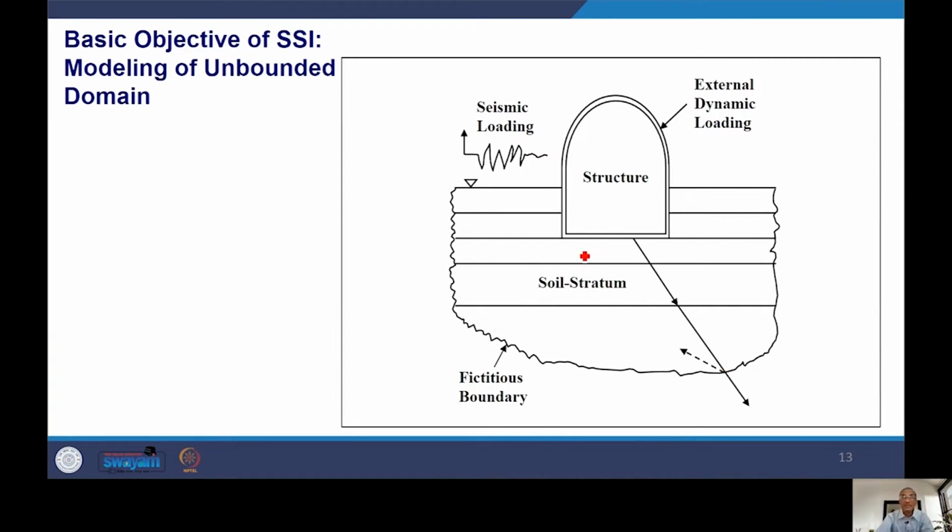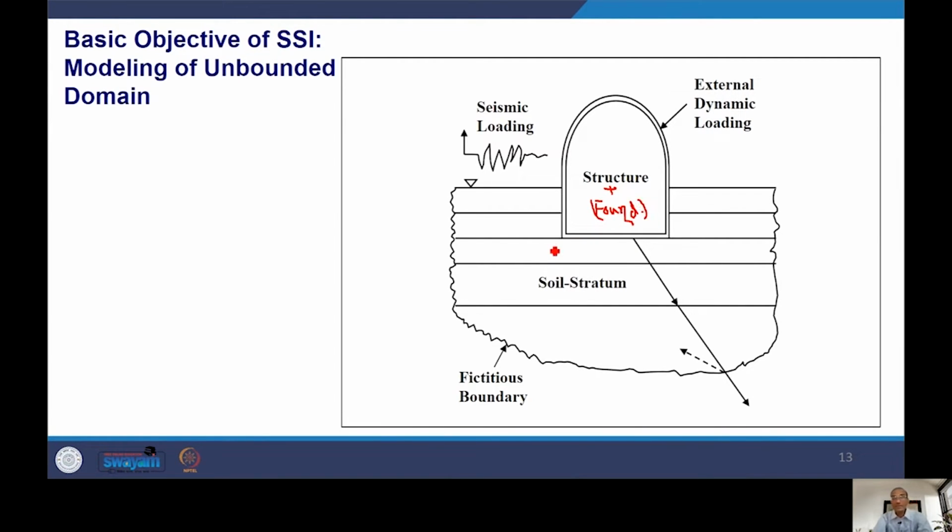When we say structure here, this structure includes the foundation also. This includes the foundation, because for the foundation you know all the things: you know the dimensions, you know the material. So here the foundation is assumed to be part of the structure itself. There is no separate one. So this is structure plus foundation.